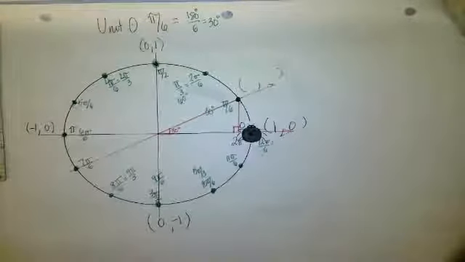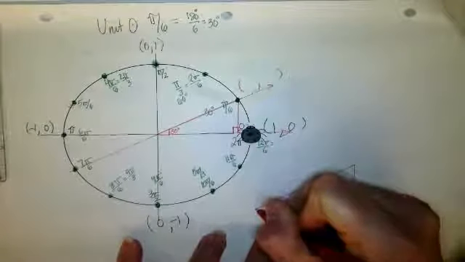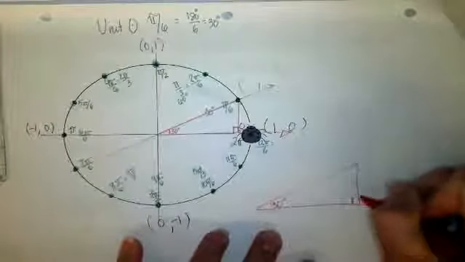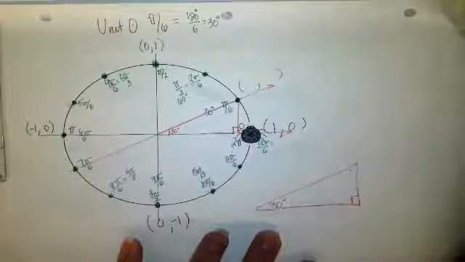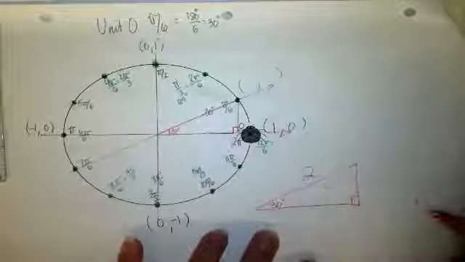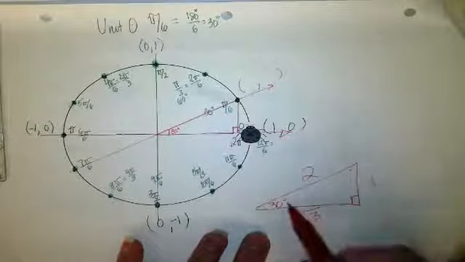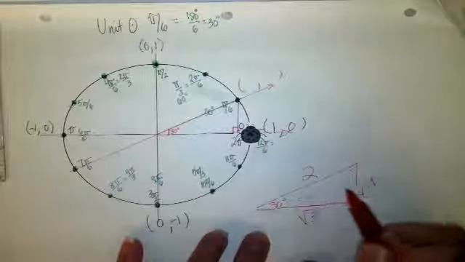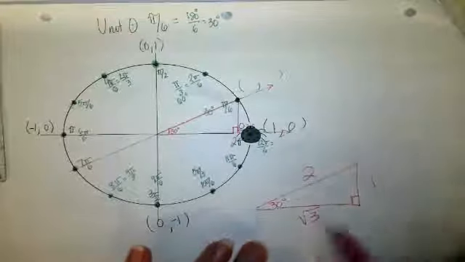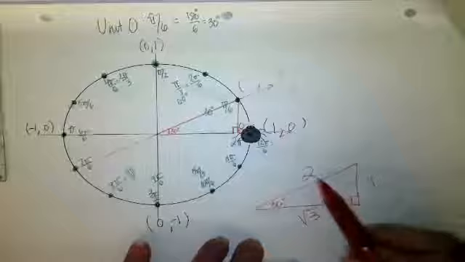Now, we just created what kind of triangle? A 30, 60, 90 triangle, right? So we have a 30 degree angle, a 90, so this must be 60 degrees. What are the side lengths on this little 30, 60, 90? 2, 1, and radical 3. The 1 is the short side, opposite the short angle. The 2 is opposite the right angle.